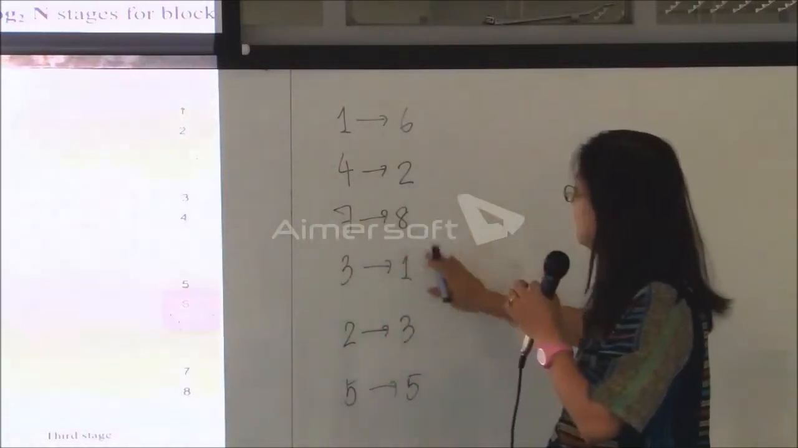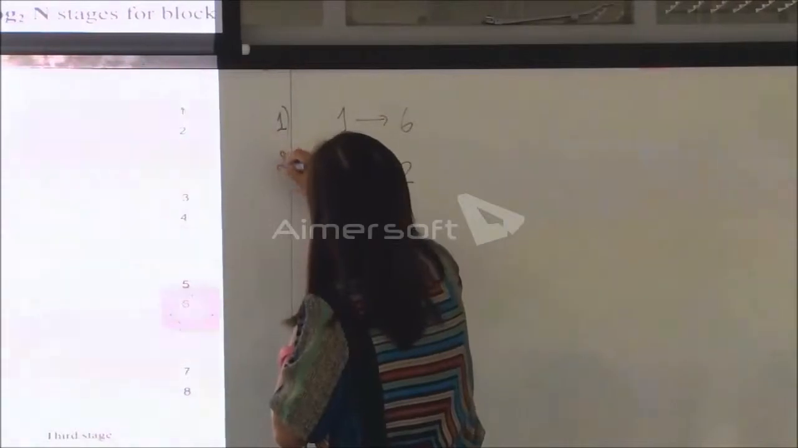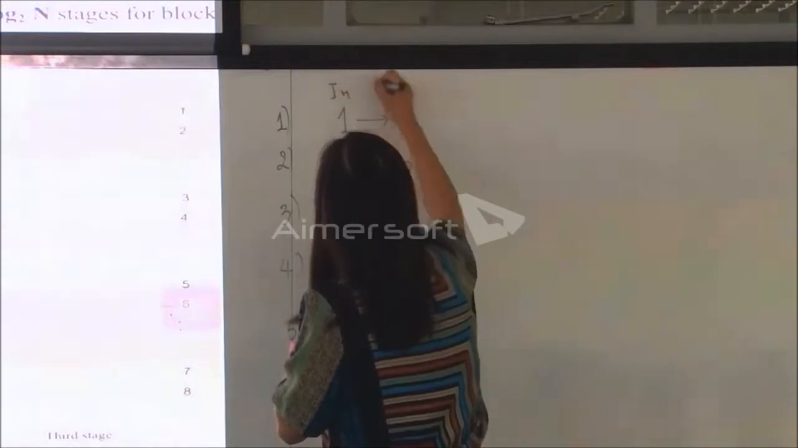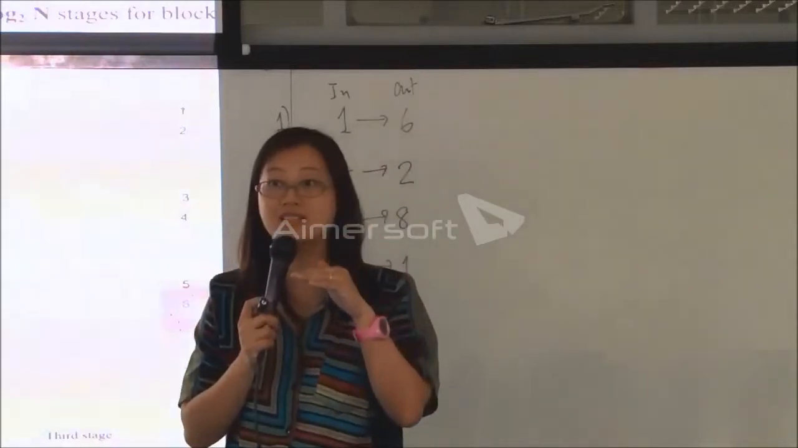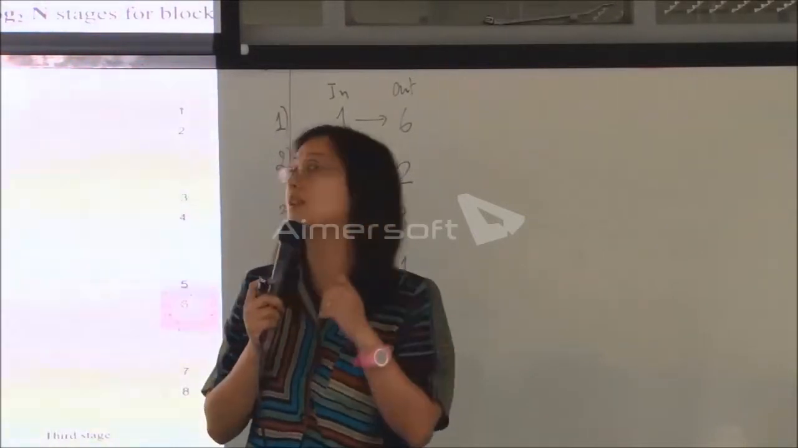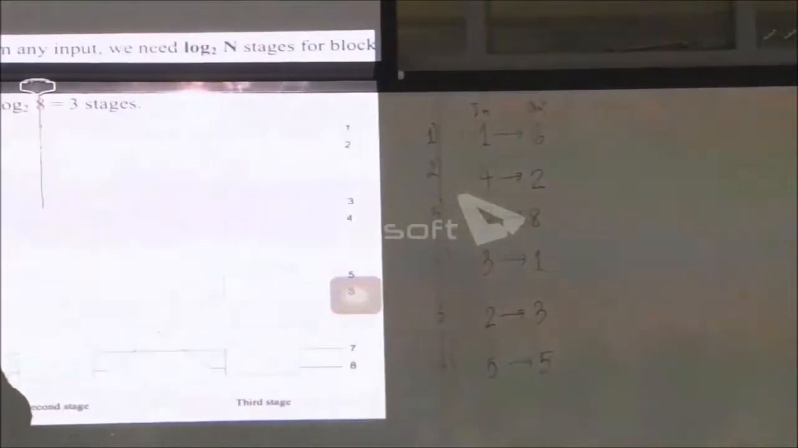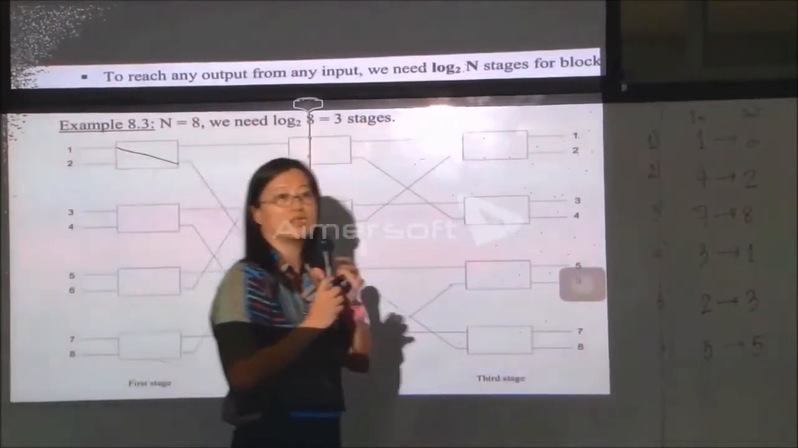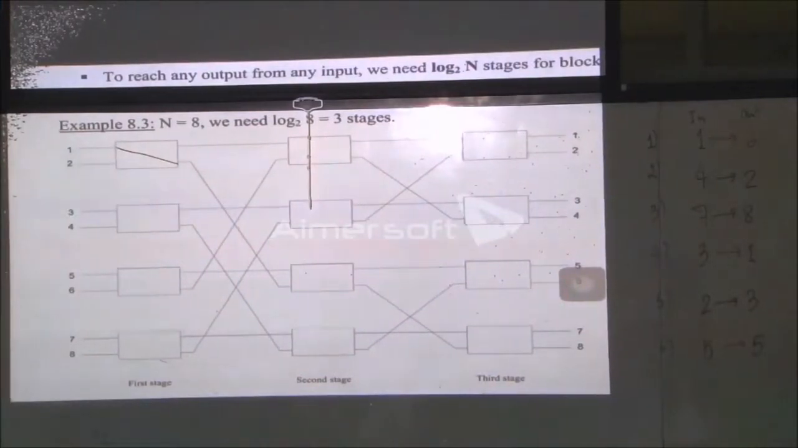Okay, group 1, draw this. 1, 2, 3, 4, 5, 6. This is in, this is out. You are supposed to draw either the straight line or the cross line, but just draw for the connection that you are doing. Suppose I draw the first line for you. This block would be like this, for 1, 2, 6. So the first group, please come up and draw the rest.